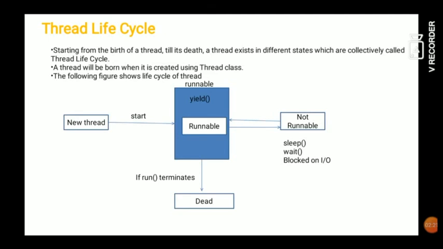From the runnable state, the thread goes to the dead state once it terminates the run method, or the execution of the run method is completed. It can come out of the run method in two different ways: when it completes the execution of the complete run method, or when the user forcibly terminates the run method and comes out of it. In both cases, the thread will be dead. So this is about the life cycle of a thread. Thank you for watching this video.